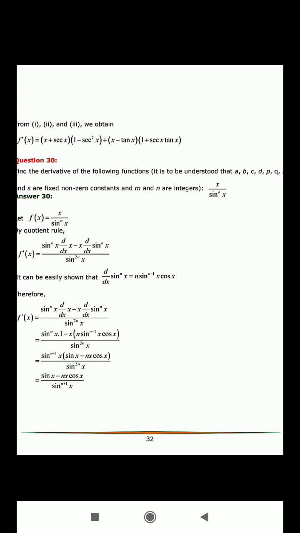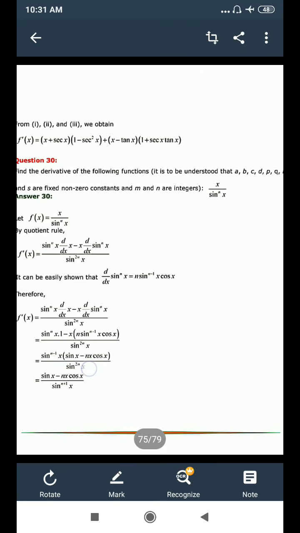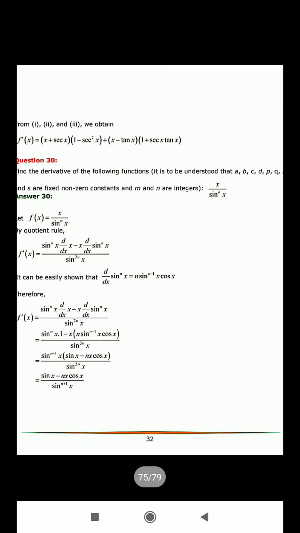To match the answer, you can take this sin raised to power n minus 1 x as common. It is there in this as well as in this. When we take sin raised to power n minus 1 as common, it will remain only sin x. And this is minus n x cos x. In denominator, sin raised to power 2n x is given. You can take this sin raised to power n minus 1 x in denominator. So in denominator, you will have sin raised to power 2n x into sin raised to power 1 minus n x. As it will go to the denominator, it will become sin raised to power 1 minus n into x. On simplifying both, you will get it is equal to sin raised to power n plus 1 into x.